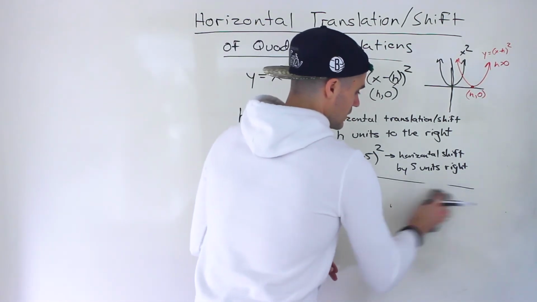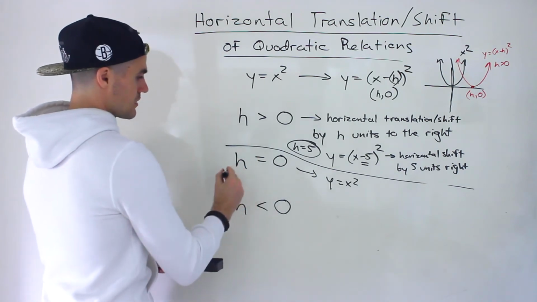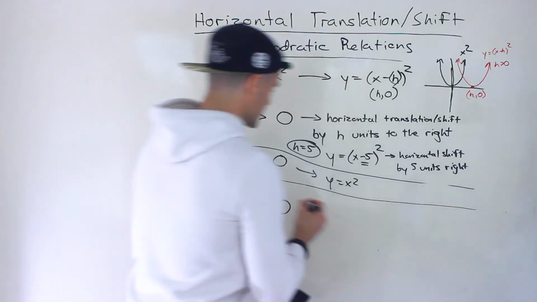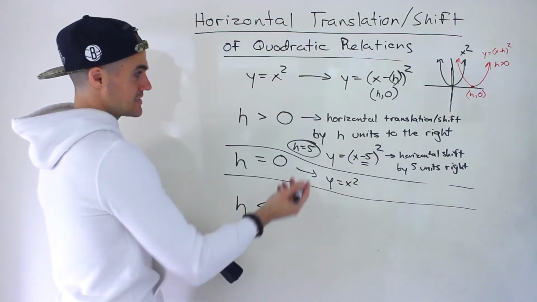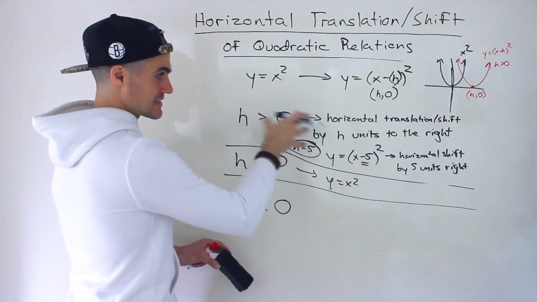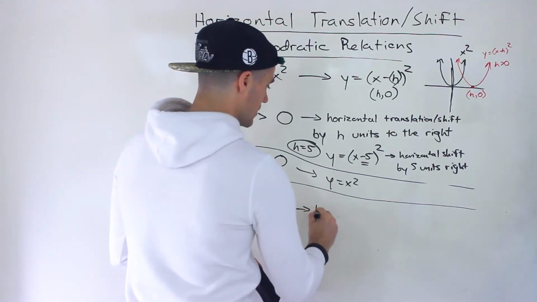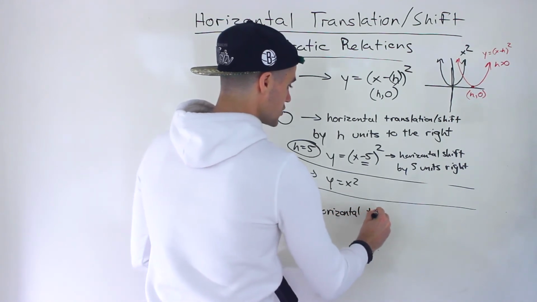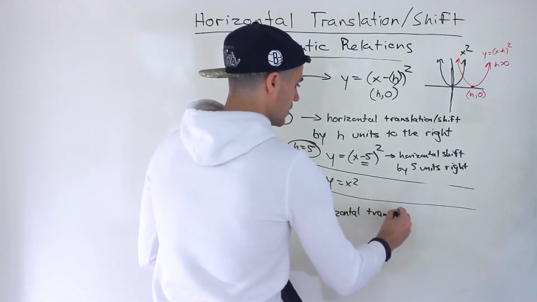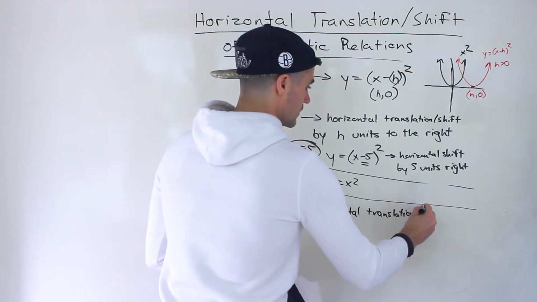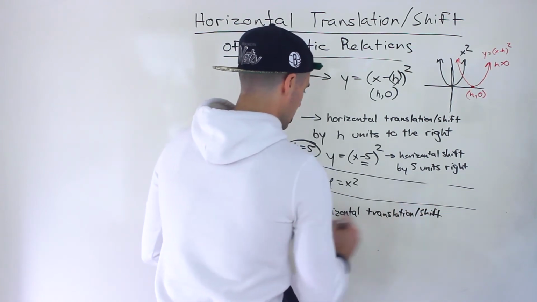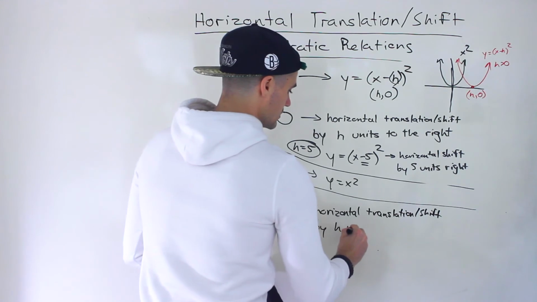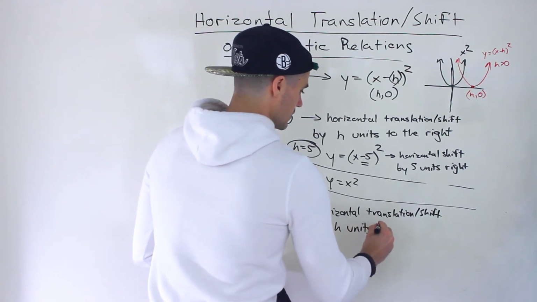Okay, so nothing happens if h is 0, and then if h is negative, well, you guessed it, it's basically everything is exactly the same here, except it goes to the left. So there's a horizontal translation or shift by h units to the left.